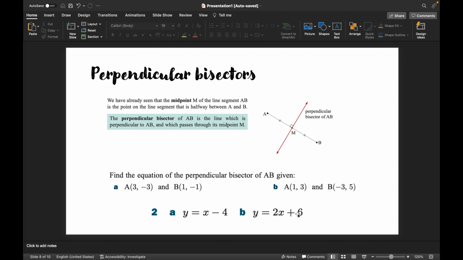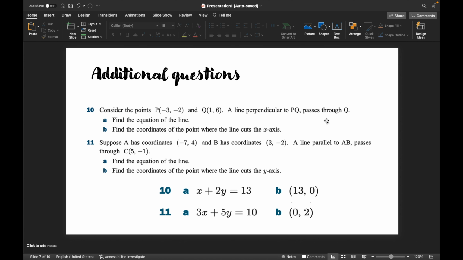Okay, so if you've understood perpendicular bisectors, then I will move on to the next topic. But just remember that perpendicular bisectors are extremely important in the exam, because I'm pretty sure it comes in every alternate paper. So it's pretty important.